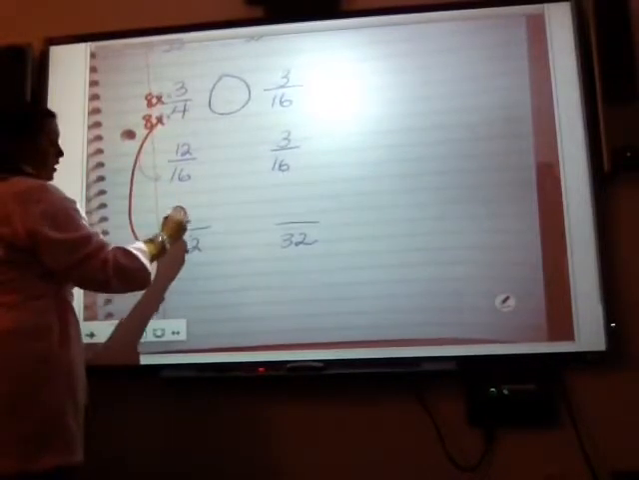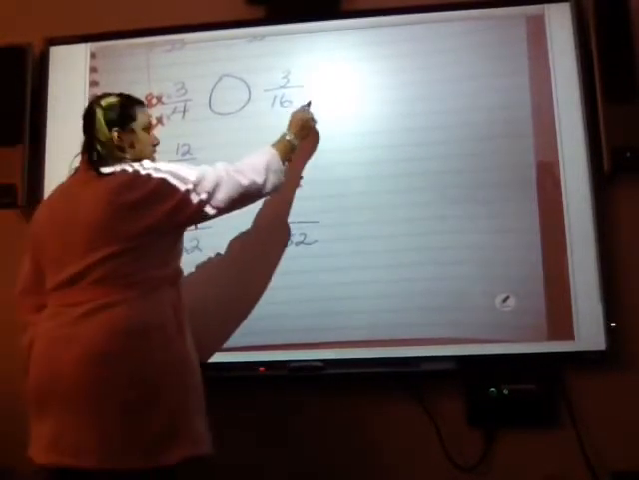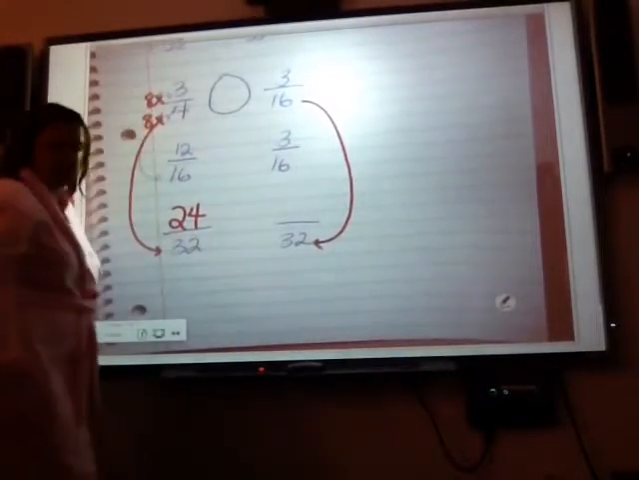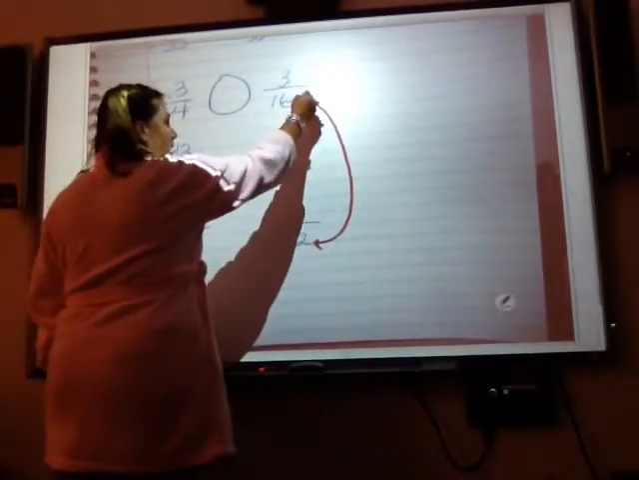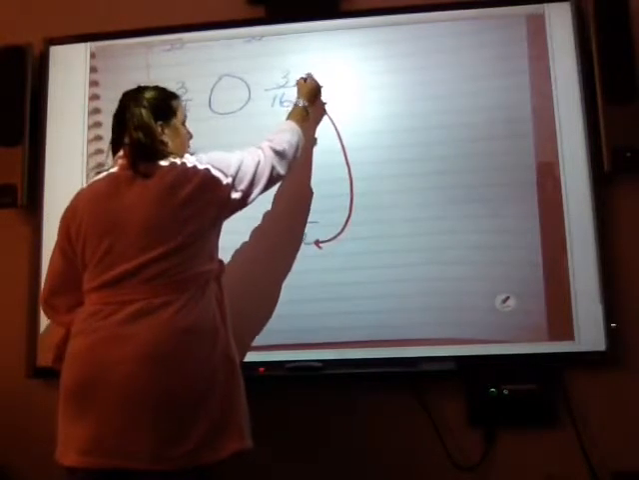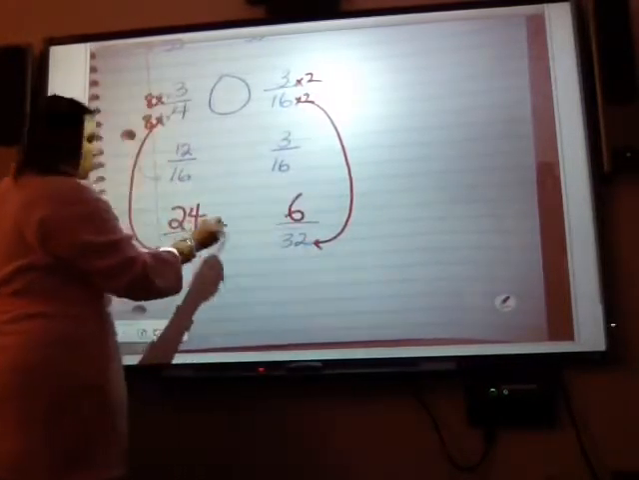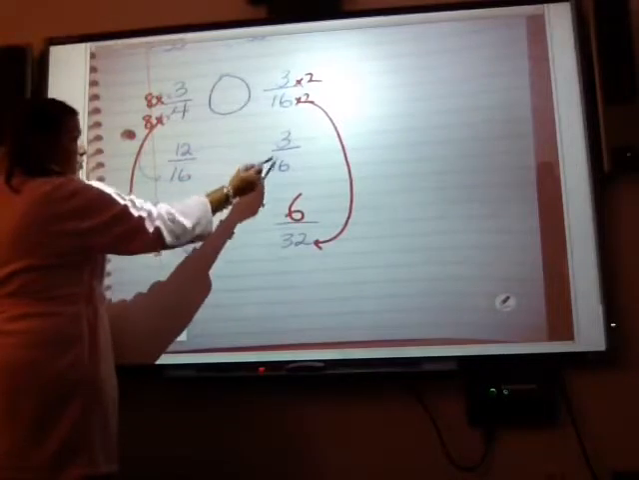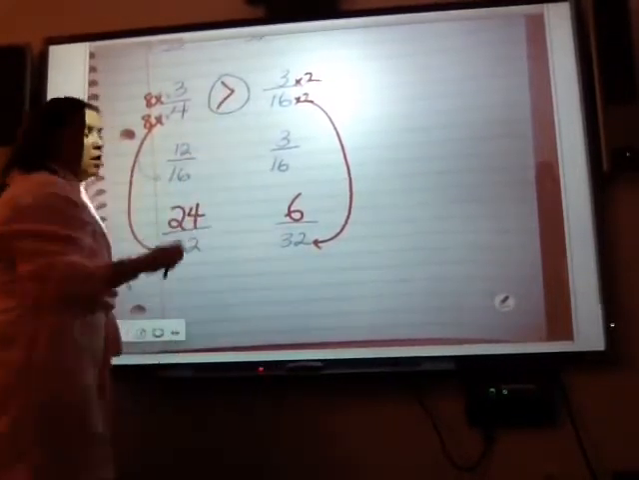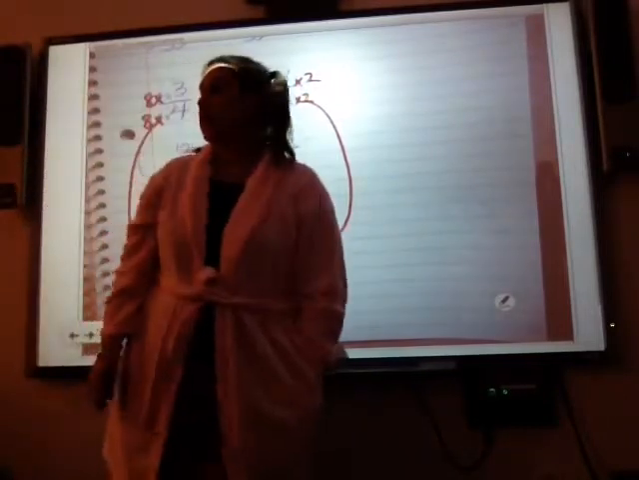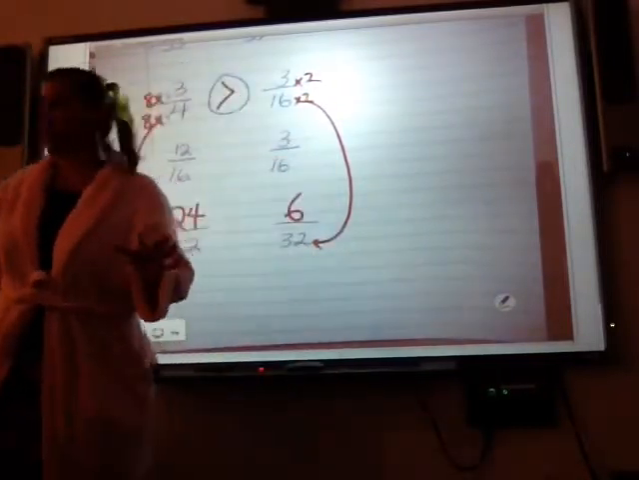8 times 3 is 24. 16 times what got me 32? 2. Times 2. Whatever you do to the bottom, you must do to the top. Therefore, 3 times 2 is 6. 24 is larger than 6. 12 is larger than 3. 1/4 is, that's why I just wrote on board. Okay? So, either way, your answer is correct.